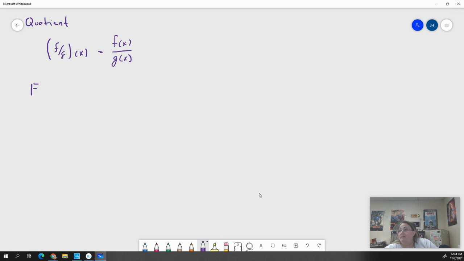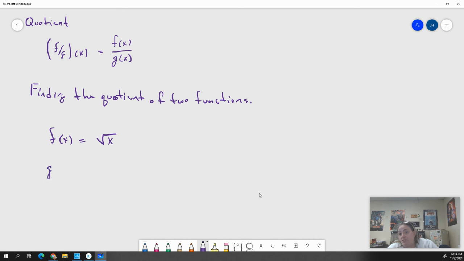So when we're finding the quotient of two functions, I have an f of x that equals the square root of x, and I have a g of x that equals the square root of 4 minus x squared.